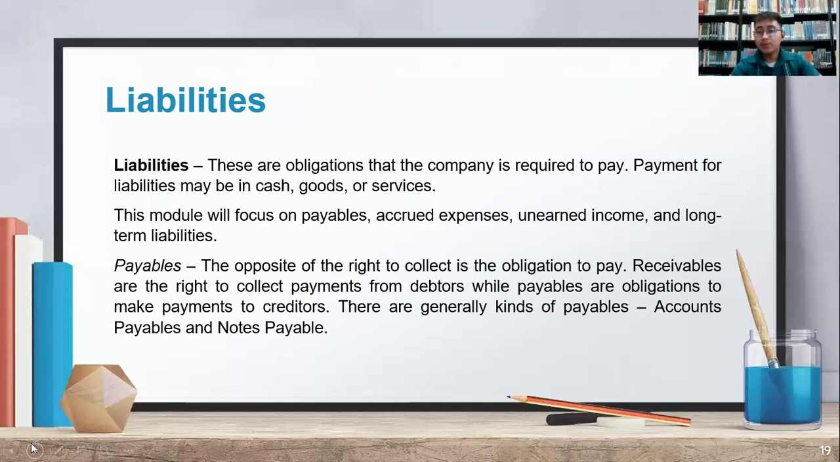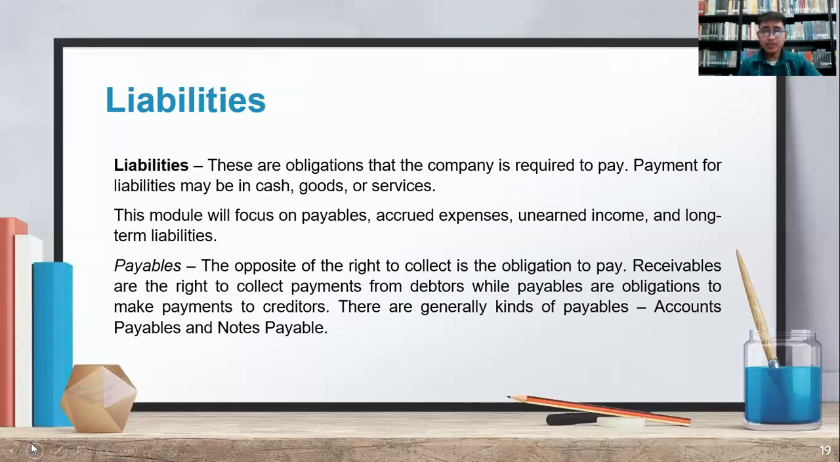So the opposite of the right to collect is the obligation to pay. Okay, so receivables are the right to collect payment from the debtors, while the payables are obligation to make payment to creditors. So these payables also have two kinds, which is the accounts payable and notes payable. So dito, class, accounts payable, these are liabilities that we need to pay, okay, for another company.